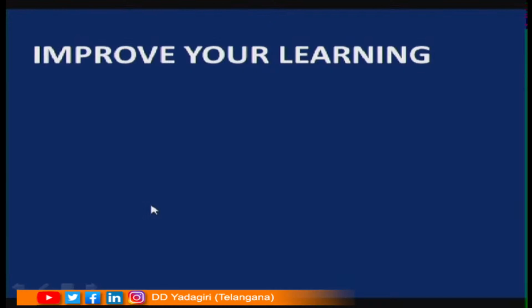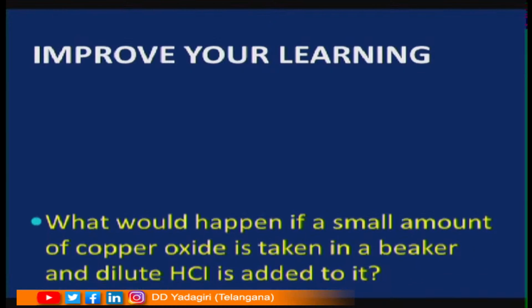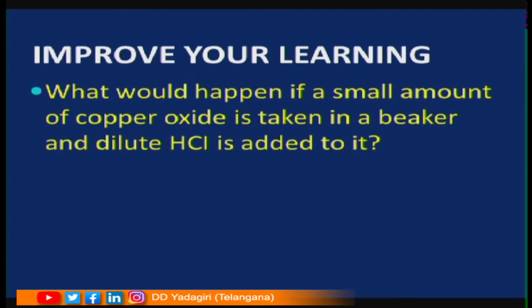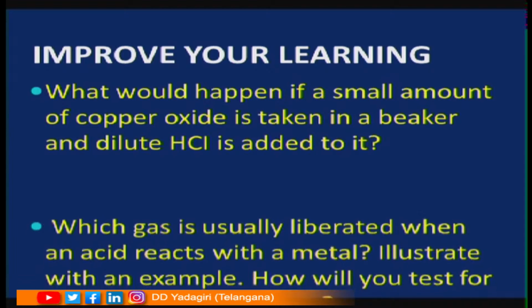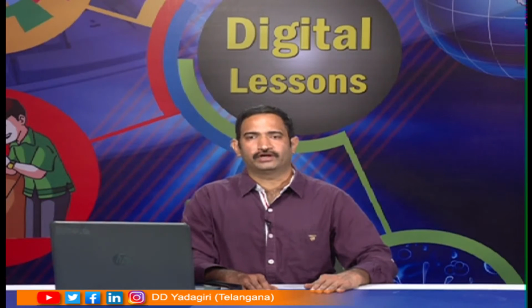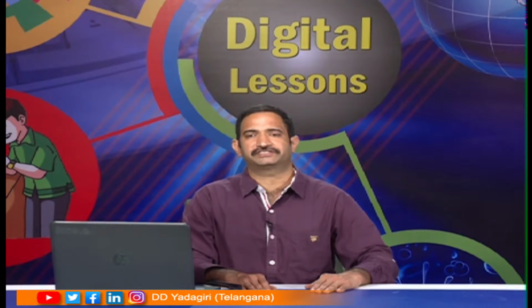Now, improve your learning. What would happen if a small amount of copper oxide is taken in a beaker and added with dilute HCl? Which gas is usually liberated when an acid reacts with a metal? Now, illustrate with an example. Here you need to draw the diagram and also give the confirmation test for the gas which is evolved, that is hydrogen gas.